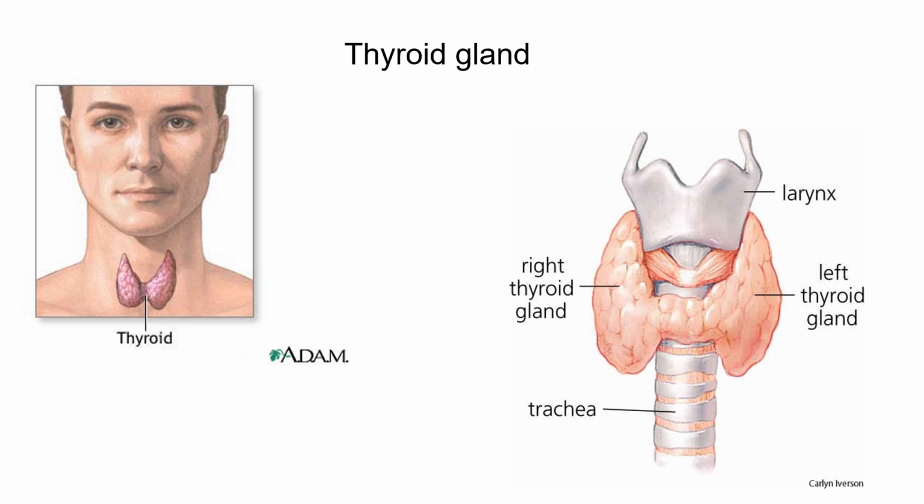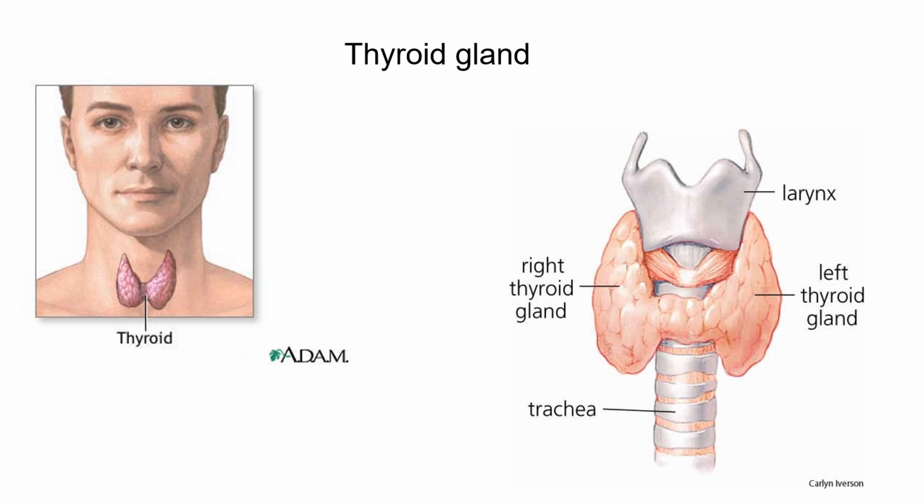Your thyroid gland is an H-shaped or butterfly-shaped gland that's situated on the anterior aspect of your trachea. And you can palpate it with your fingers by touching your neck. The thyroid gland has two lobes, a left lobe and a right lobe. And then there's an isthmus across the anterior aspect of the trachea that connects the two.